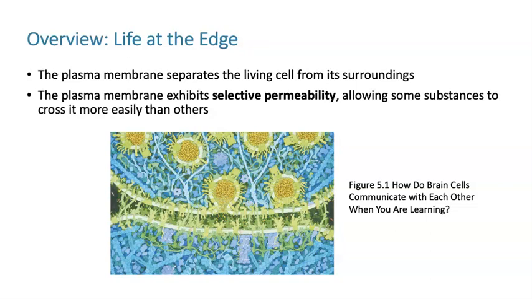And the reason that it's the border is because, unlike cell walls, plasma membranes have this ability to be selectively permeable, or we can say they exhibit selective permeability. And all that means is that some things can go in and out of the cell much more easily than other things. And that's the nature of this membrane. It helps keep the living stuff inside the cell from anything that is not that cell.